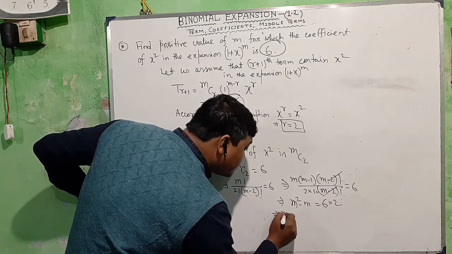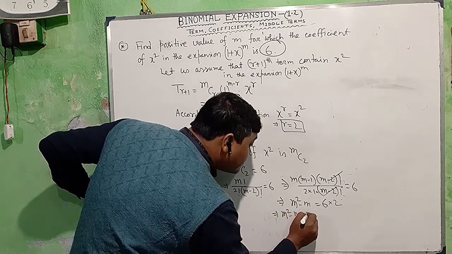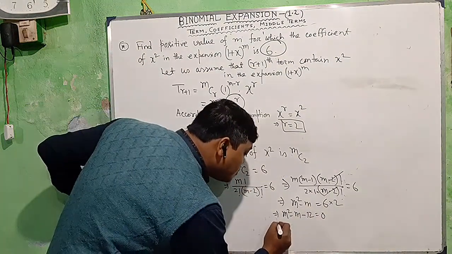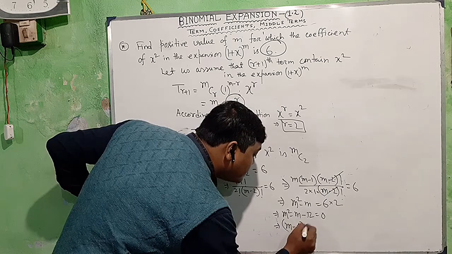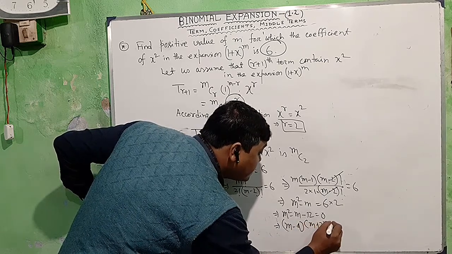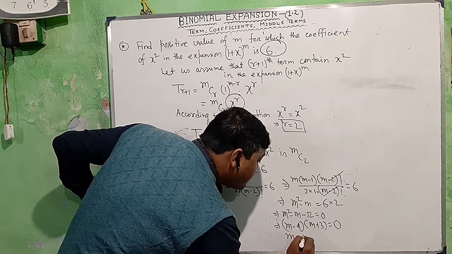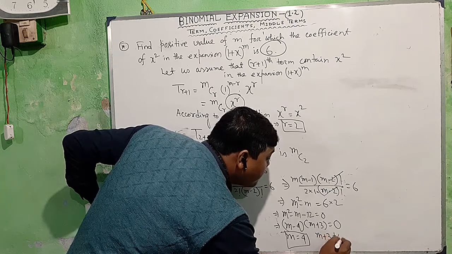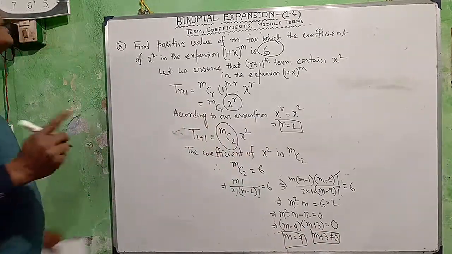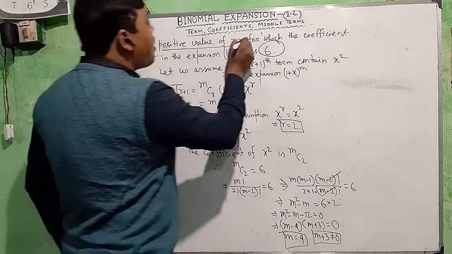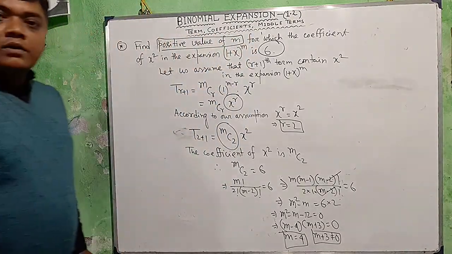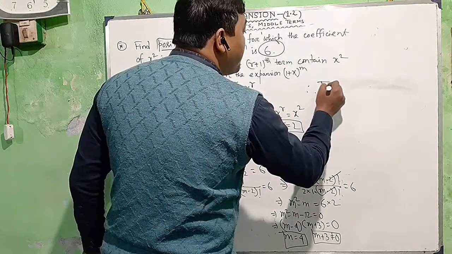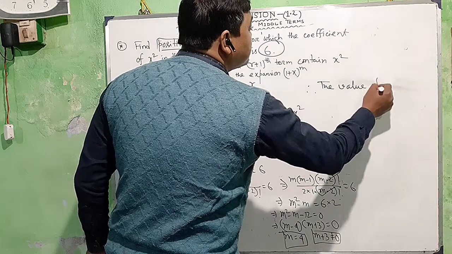So you have gotten m square minus m minus 12 equals 0. This is a quadratic equation, so we will get 2 roots. You can factorize it: m minus 4 into m plus 3 equals 0. Since m is positive, m equals 4, because m plus 3 cannot be the positive root. Why? Because according to your question, m is a positive value. So the value of m is 4.